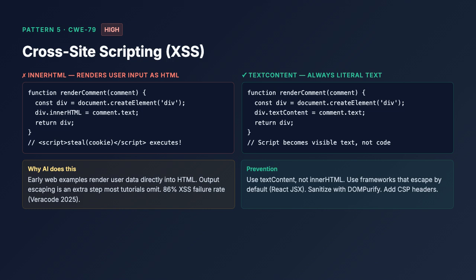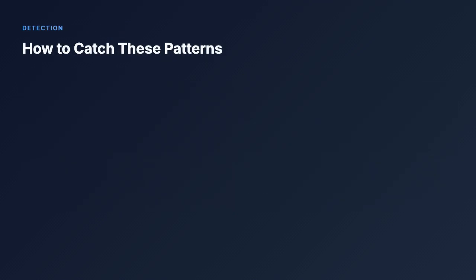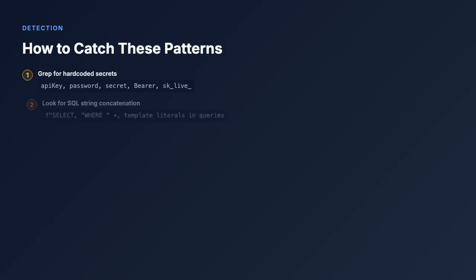If you must render user-supplied HTML, sanitize it with DOMPurify first, and apply a Content Security Policy header as an additional layer of defense. How do you catch these patterns? Run through this checklist after every AI-assisted coding session before committing. Step 1. Grep for hard-coded secrets. Search for API key, password, secret, bearer, and long base64-like strings. Step 2. Look for SQL string concatenation. Search for format string SELECT statements, WHERE clauses, plus operators, and variables built into query strings.